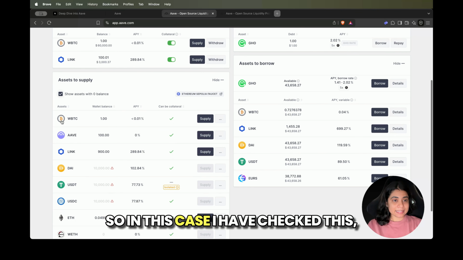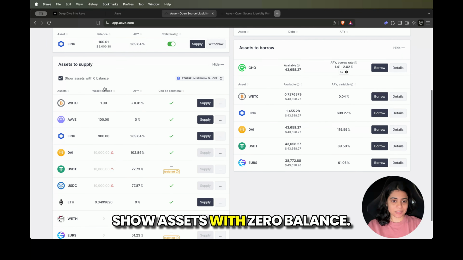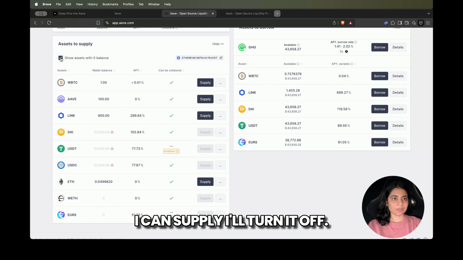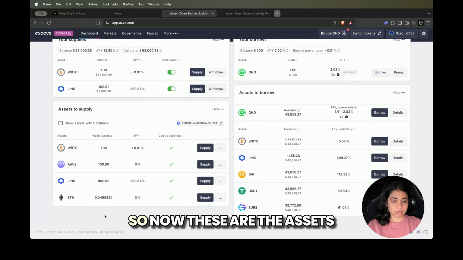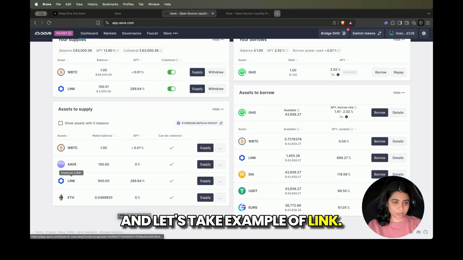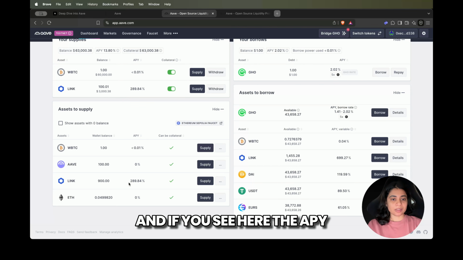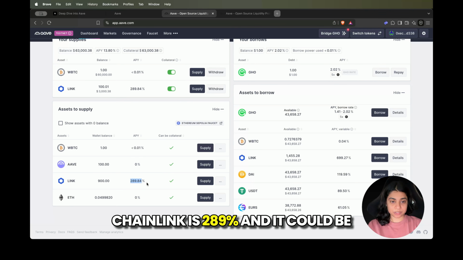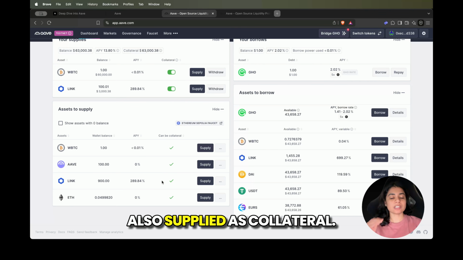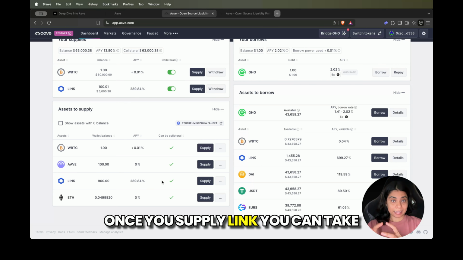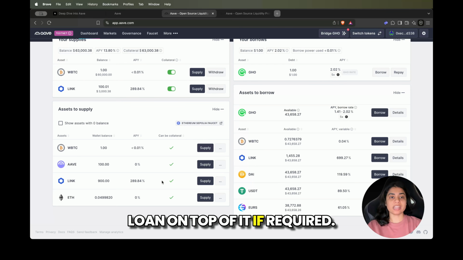I've checked this show assets with zero balance just to show you guys what all assets I can supply. I'll turn it off. Now these are the assets that I currently hold. Let's take the example of Link. Link is the token for Chainlink. The APY that we will get on supplying Chainlink is 289%, and it can also be supplied as collateral. What I mean by that is once you supply Link, you can take a loan on top of it if required.